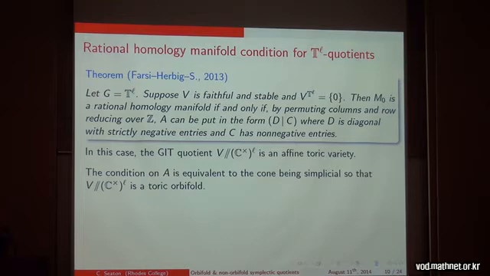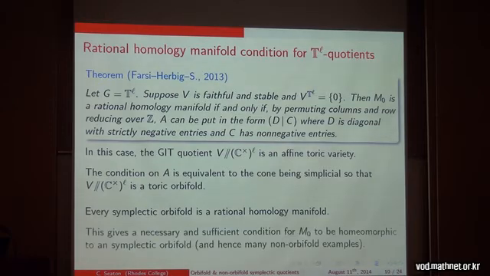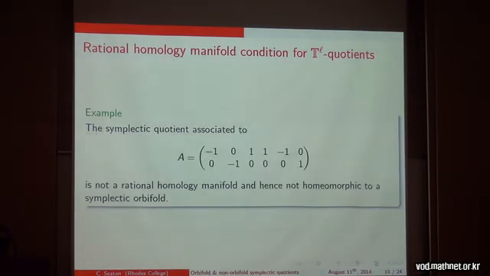So in the example of 1, -1, we got the orbifold C mod Z2. The toric variety is smooth. It's C in that case. All right, and symplectic orbifolds are always rational homology manifolds. So this gives us a criterion: the symplectic quotient is homeomorphic to some symplectic orbifold if and only if this condition is satisfied. And as well, it gives us a lot of non-orbifold examples. So we have some orbifold examples in the torus case, and we have a lot of non-orbifold examples.